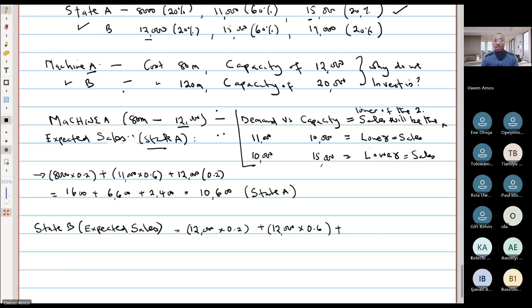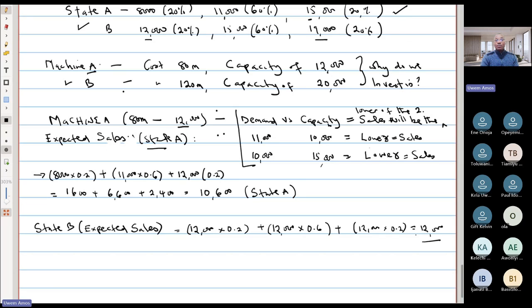Then finally, 19,000, the probability is 20%. Our machine has a capacity of 12,000. We will go with the lower one, which is 12,000 multiplied by 0.2. If you add everything up, it will give you 12,000. I don't have to add it up individually because I know that this is 12, and 0.6 plus 0.2 plus 0.2 is 1. So 12,000. All right. So our expected demand for state A is 10.6, and our expected demand for state B is 12,000.